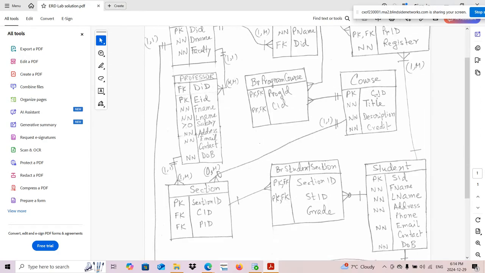So professor is one side, this is many. Similarly, course is one side, this is the many side. Now we have an optionality here. That means a course may have sections, may not. It's not being offered, let's say. In that sense, it's zero, or it may have many sections. Okay. So anyway, this is making the cardinality ratio, minimum, maximum, the participation, optional or mandatory. That is, whether a row in this table or an instance in this entity must participate in this relationship or not. That's what this cardinality ratio means.